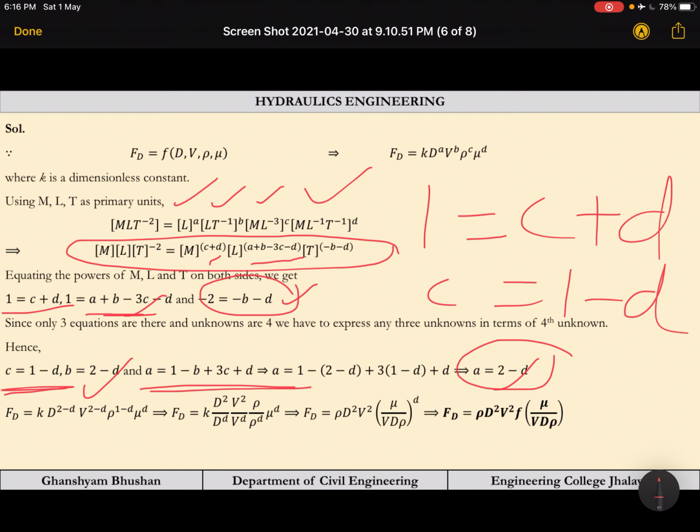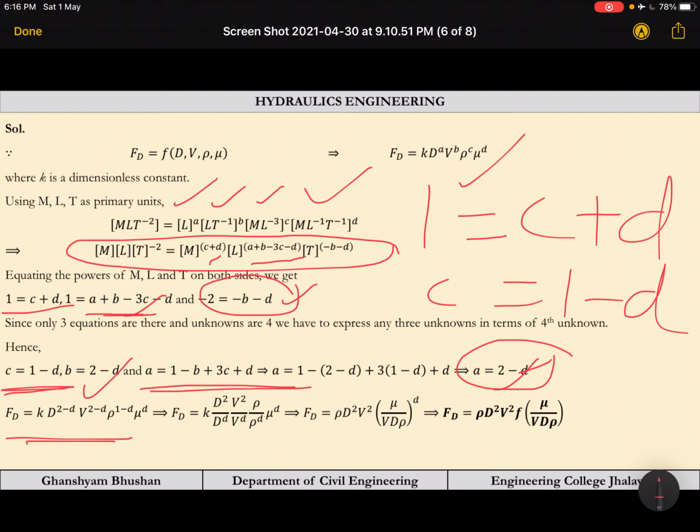So now what we have to do, we have to put all the values in this equation. So here you will be putting all the values. F is equal to k times L raised to power 2 minus d, v raised to power 2 minus d, rho raised to power 1 minus d, and mu raised to power d.